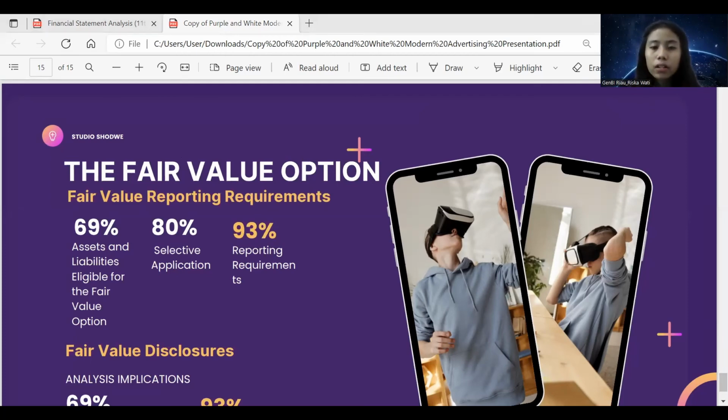First, assets and liabilities eligible for the fair value option. GAAP allows companies to report a wide range of financial assets and liabilities at fair value. These include investments in debt and equity securities, financial instruments, derivatives, and various types of financial obligations.